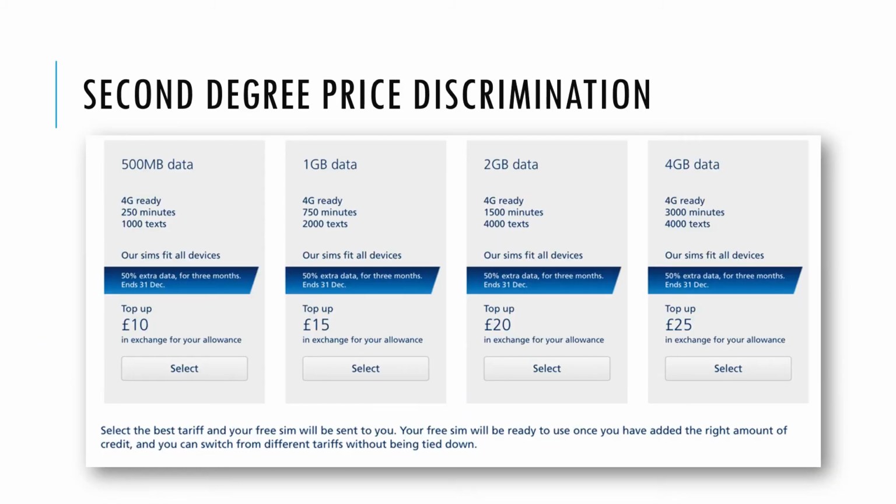Second degree price discrimination might be due to things like bulk buying. So if you look at this example here, if I buy 500 megabytes of data, it costs me £10. If I buy 4 times as much data, it only costs me twice as much. So I'm getting 4 times as much data for twice the cost. I'm getting a much cheaper price per gigabyte here.